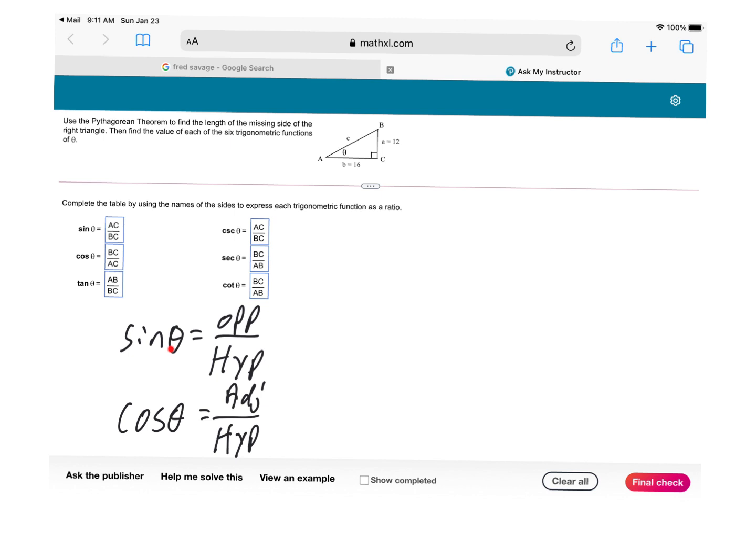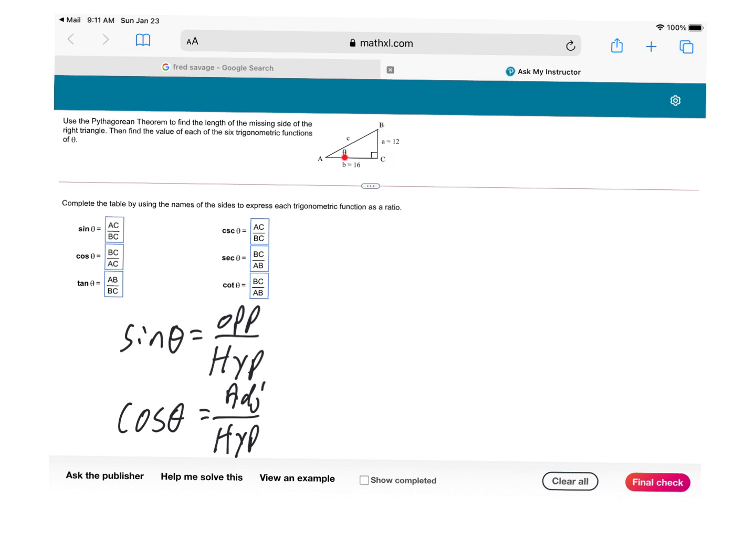The sine of theta is opposite over hypotenuse. So right here's theta, and the opposite is this side here. Hypotenuse is always this side here. Adjacent would be this side here. So they do want it in terms of B, capital B and C.